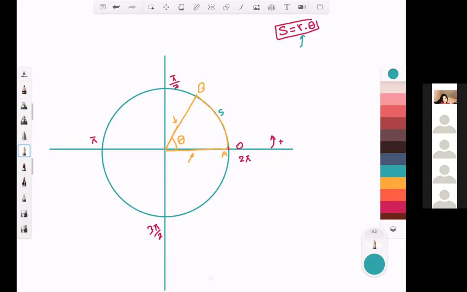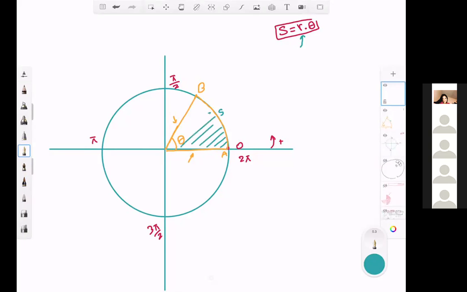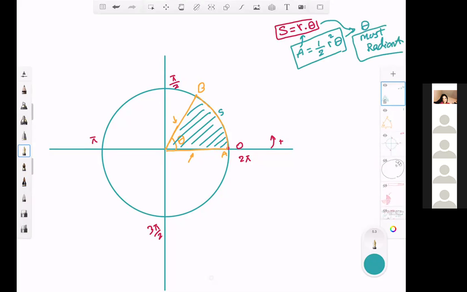If you want to find the area of this sector, this much, correct? The formula of area equals 1/2 R squared theta. The only important thing about these two formulas is that theta must be in radians. If it's not in radians, then it's not going to work. It has to be in radians. Cool.